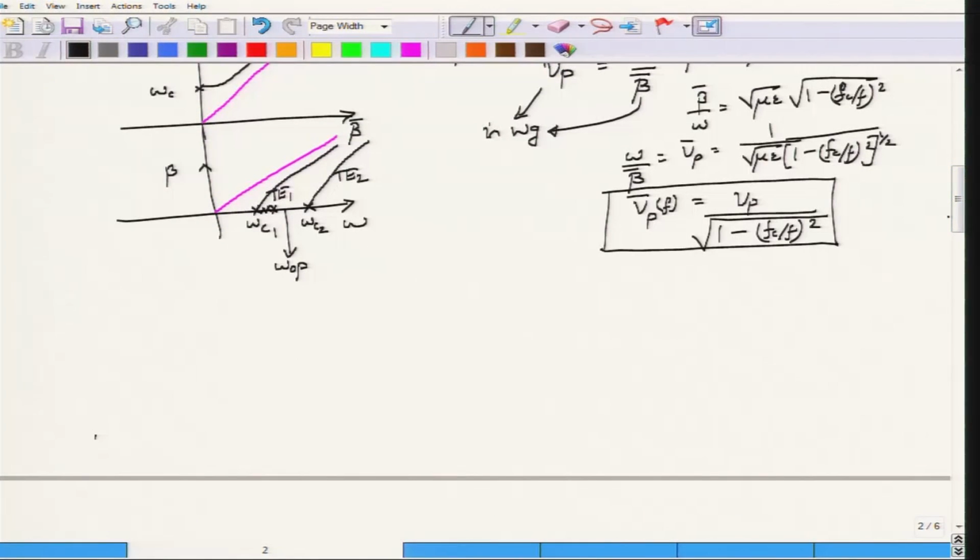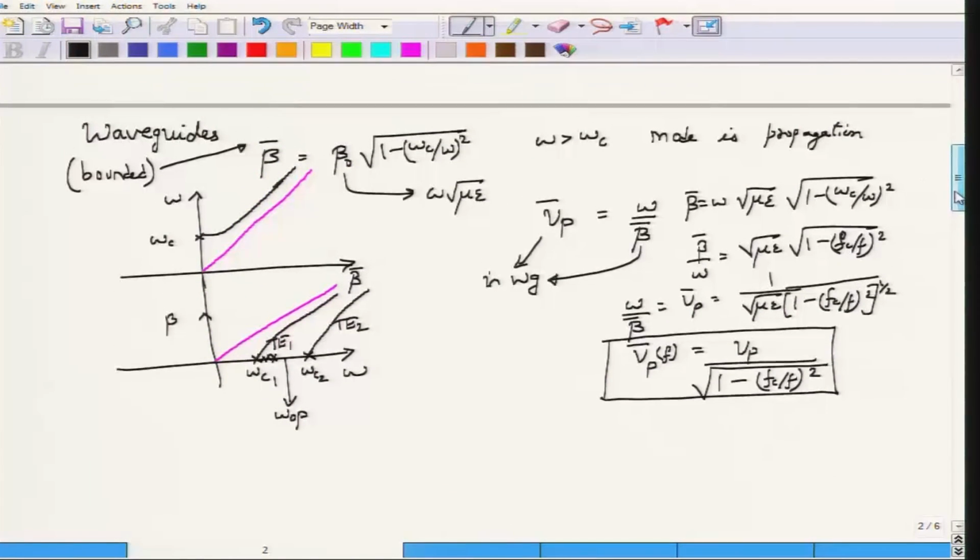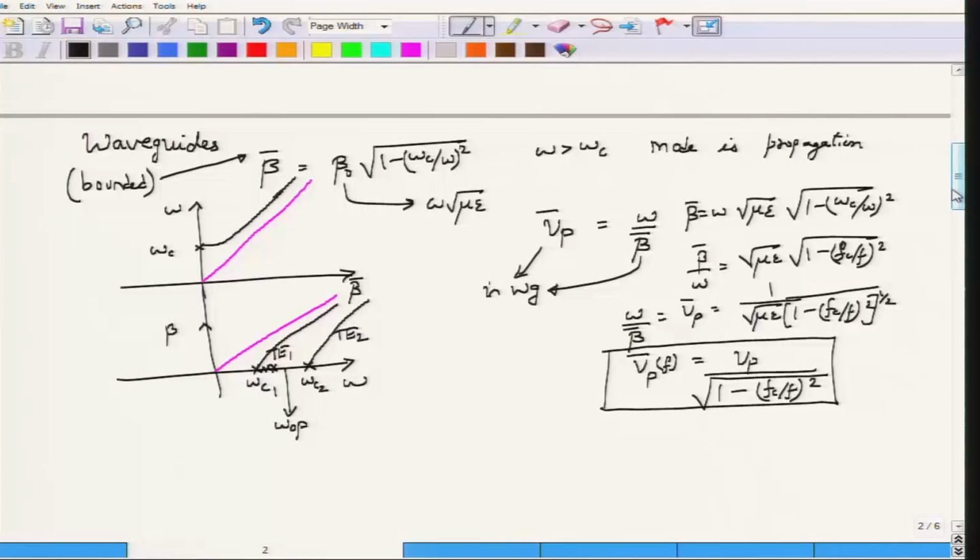What would be the slope kind of a relationship? Let us say I am operating at some point over here.